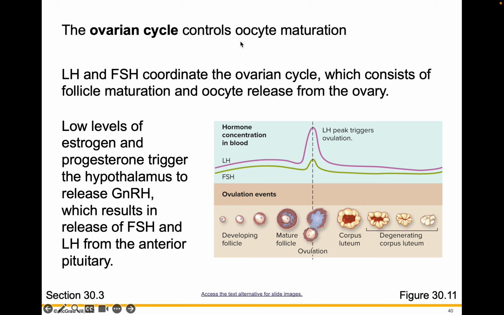The ovarian cycle controls oocyte maturation. The luteinizing hormone and follicle-stimulating hormone coordinate the ovarian cycle, which consists of follicle maturation and oocyte release from the ovary. Low levels of estrogen and progesterone trigger the hypothalamus to release GnRH, which results in the release of FSH and LH from the anterior pituitary.